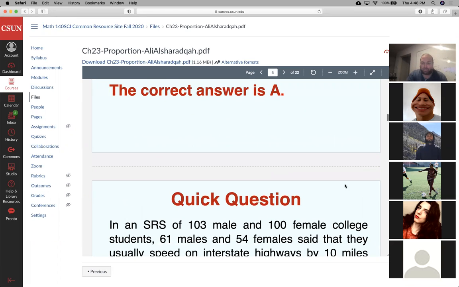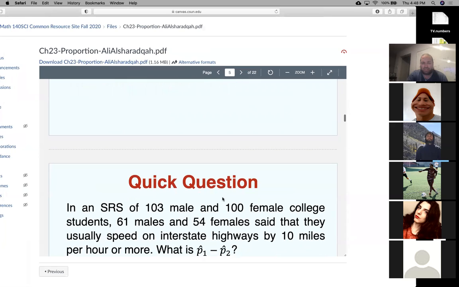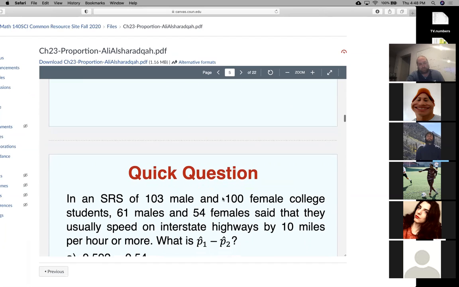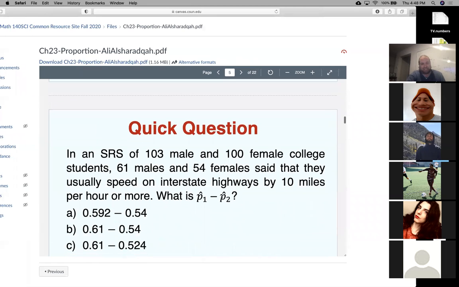So quick question. In an SRS of 103 male and 100 female college students, 61 males and 51 females said that they usually speed on interstate highways by 10 miles per hour or more. And the other people are all lying. But anyways, what is P1 hat minus P2 hat in this example?